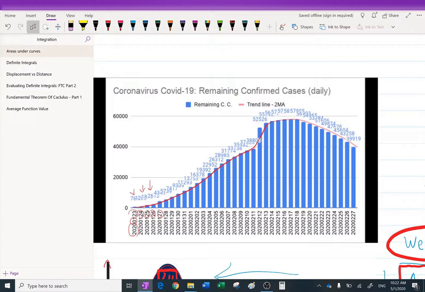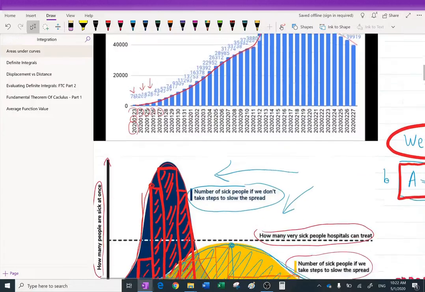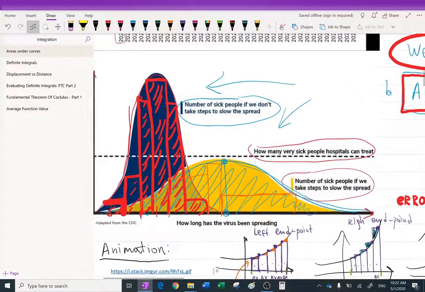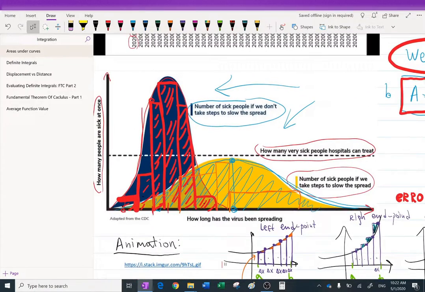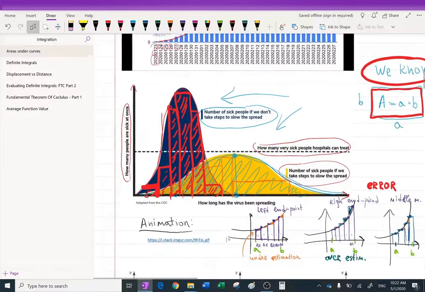What will this area tell me? The area below the graph, which was created from the data of the remaining confirmed cases daily, will give me the total number of people sick from the first day to the last day. So this is the idea, 2 different areas for 2 different scenarios: if we do isolation versus if we don't do isolation, different situations.